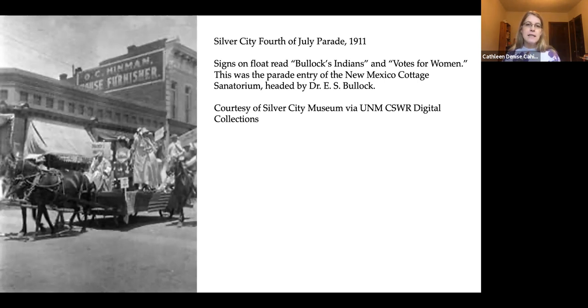But the idea of this "Bullock's Indians" sign was that often in popular culture, suffragists who were seen as kind of wild and unruly women were equated with Native women who were also seen, right, stereotypically as wild and unruly. So we know that this is a critical statement about suffrage, but it also reveals to us how when Americans were thinking about suffrage, they're often also thinking about race. Right? So we'll come back to that.